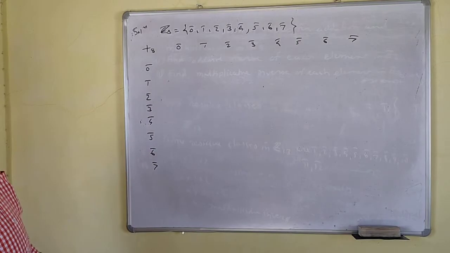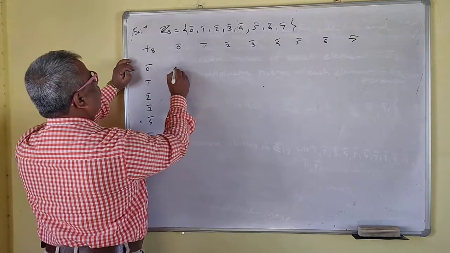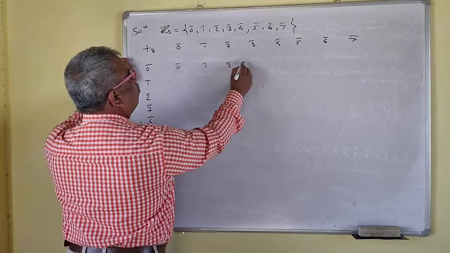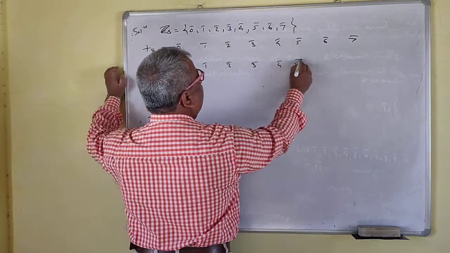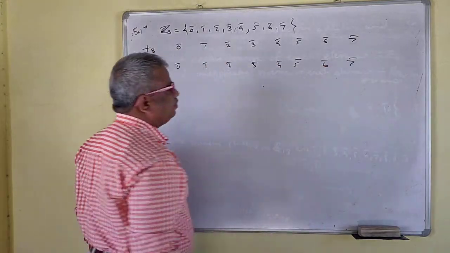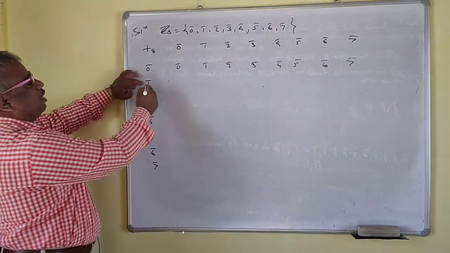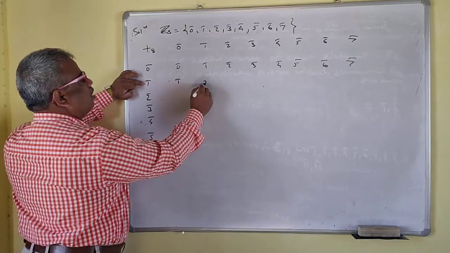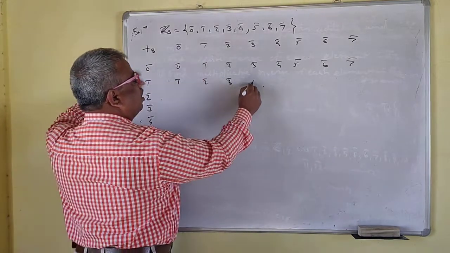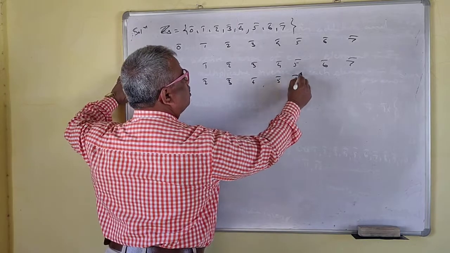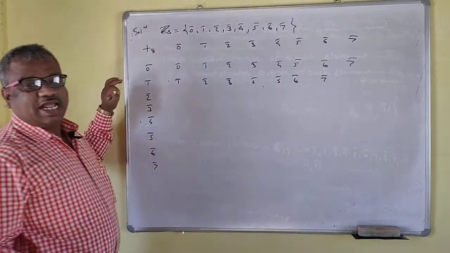Now we do the addition. For 0 bar the row is 0 bar, 1 bar, 2 bar, 3 bar, 4 bar, 5 bar, 6 bar, 7 bar. For 1 bar the row is 1 bar, 2 bar, 3 bar, 4 bar, 5 bar, 6 bar, 7 bar, and now this is 8 bar.